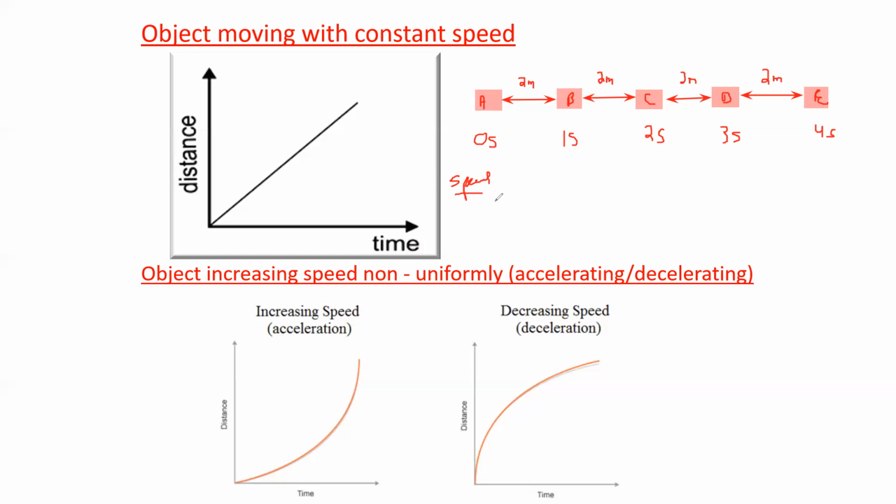from A to B, speed means distance travel in a unit time. So speed from A to B, the distance travel, that is 2. And how much time it took? It started at 0 seconds, and at position B, it reaches after 1 second. So 2 divided by 1. So between A and B, the speed is equal to 2 meter per second. What about speed from B to C?